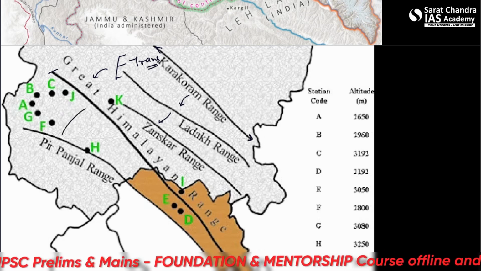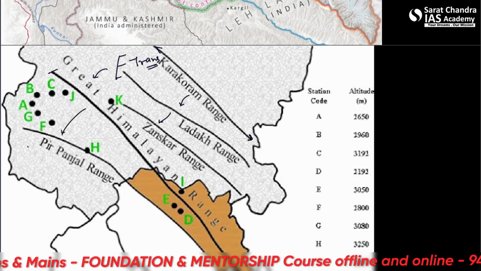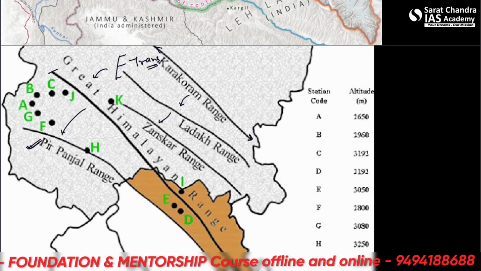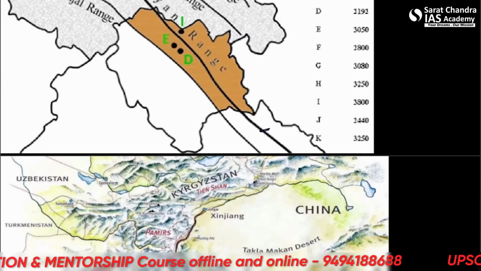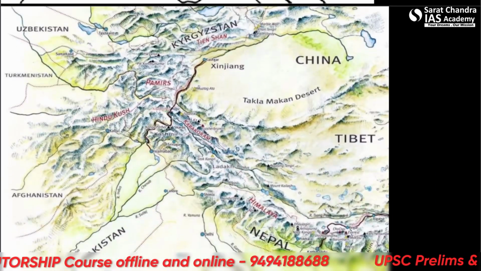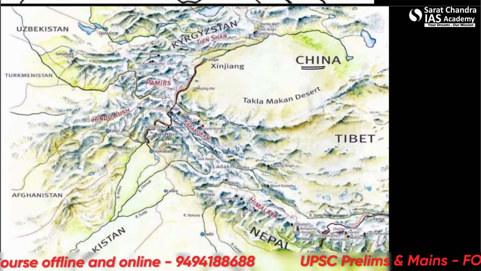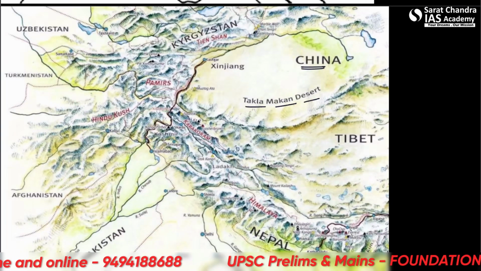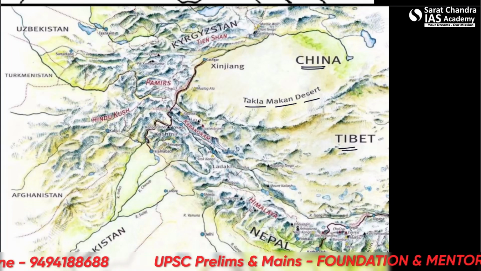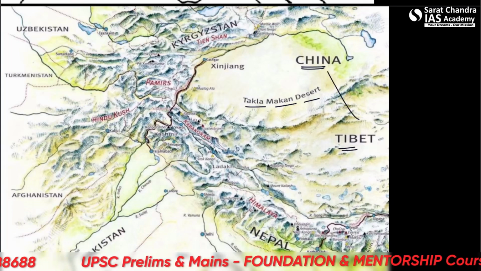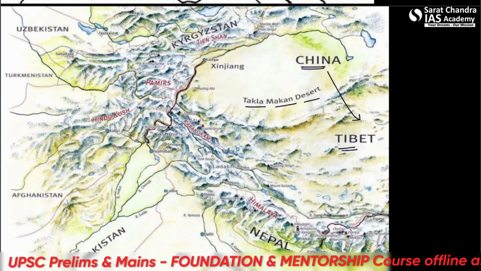And down south, when we come from the Great Himalayan range, there is the Pir Panjal range. What is Pir Panjal range? So please take care of all these locations. Here we see the China and the Taklamakan desert. This is the Tibet region. It is a China controlled Tibet region basically.